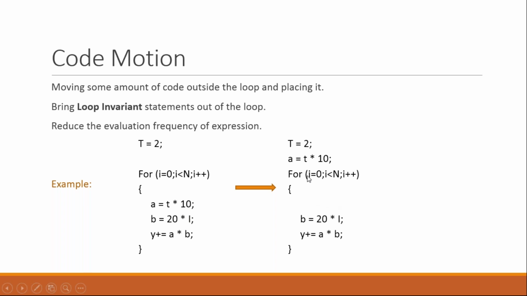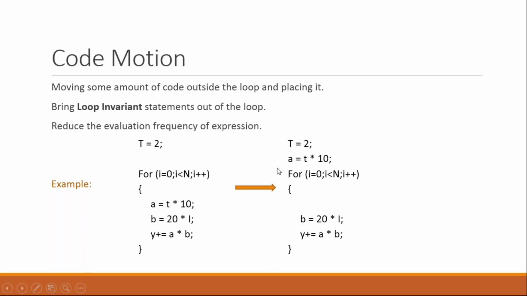So irrelevant means there is no use of I as well as no use of n. If there is any use of I and capital N in my given code, or if I want to do some operations using I and N, at that time I have to put my code inside the loop.